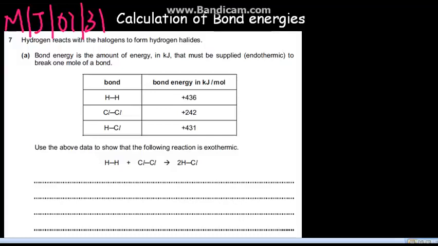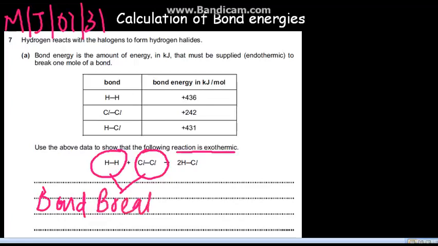Now they are asking us to show whether the following reaction, that is the overall reaction, is exothermic or endothermic. Before you start solving this, it's very important to know what happens when bonds are broken. As you can see, I have circled the H2 and Cl2 molecules, because in this case bonds are broken. So this is the example of bond breaking. And whenever bonds are broken, energy is supplied to break the bonds, so it is an endothermic reaction. So bond breaking is always an example of an endothermic reaction.